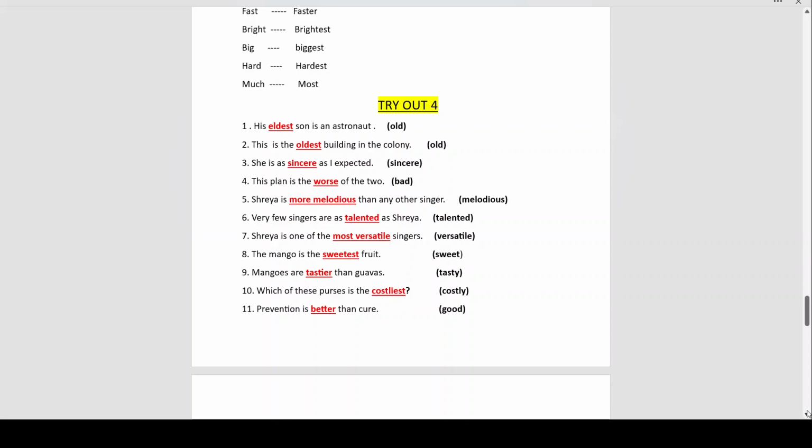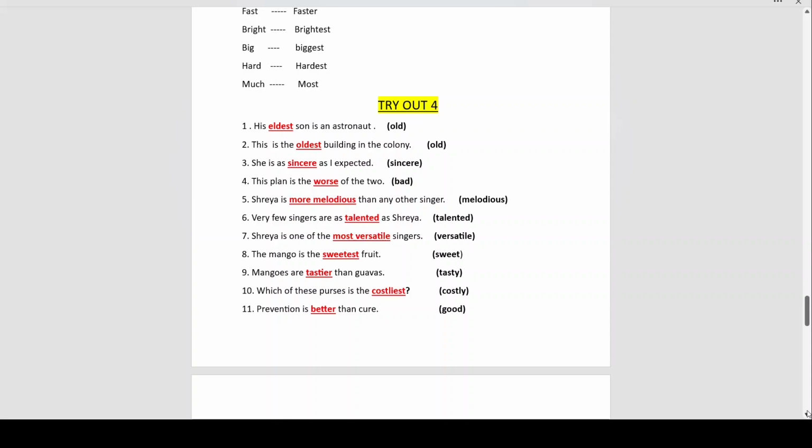Number 8. The mango is the dash fruit. Sweet. Now we know there are many fruits. I am not comparing mango only with another mango or another apple. I am comparing it with all the fruits, more than two fruits. So the mango is the sweetest fruit. Sweet, sweeter, sweetest. Sweeter would have been used if I would have been comparing a mango to just another mango or another apple. But I am comparing the mango to a number of fruits. So it becomes superlative degree, sweetest.